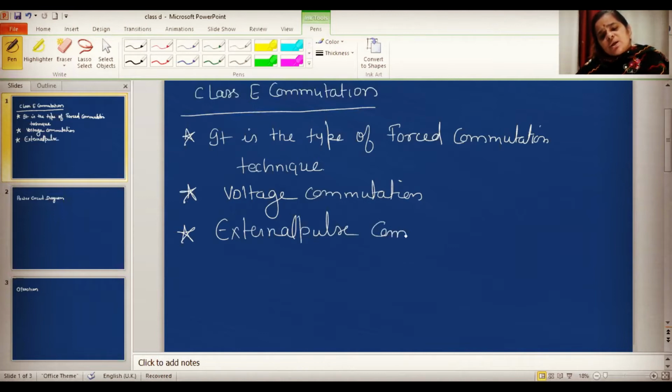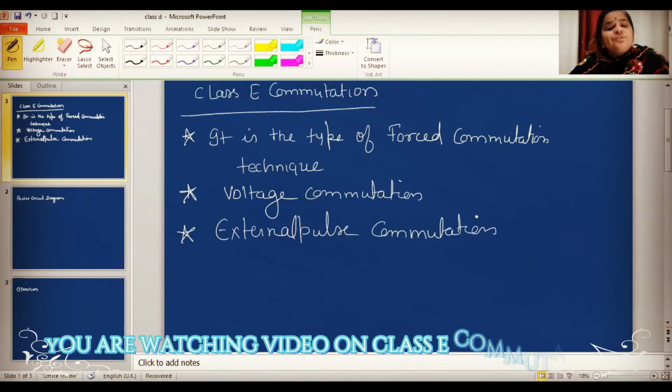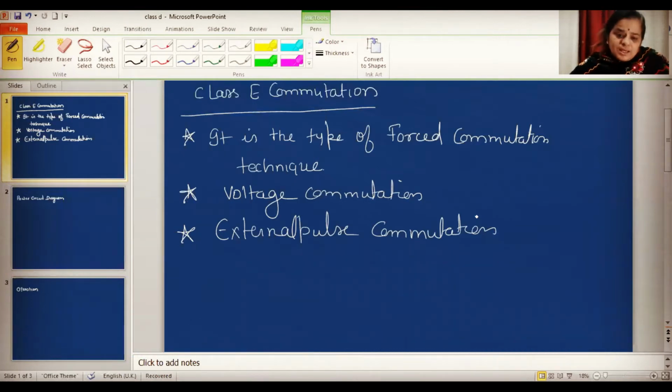Why is it called external pulse commutation? Because in this kind of commutation, the circuit which we use for commutation is fed by another supply. Normally in a voltage commutation or current commutation technique, the same source we use in the power circuit, we use for the commutation circuit also. But here we use a separate source for the commutation circuit. That's why it is called external pulse commutation.